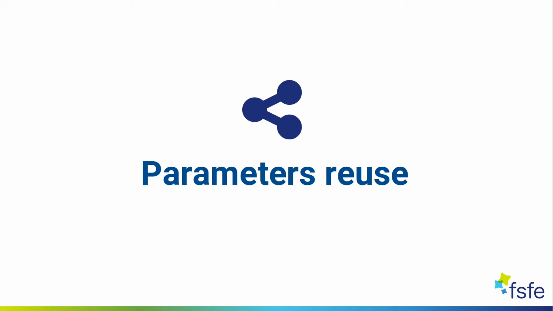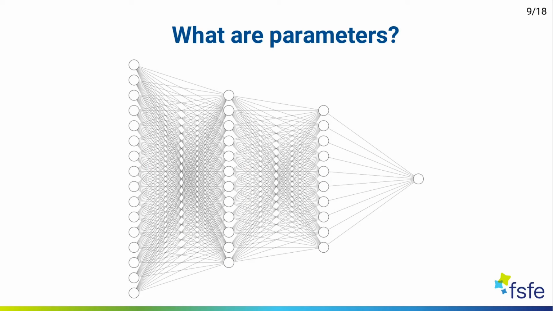The second part of my talk is about parameters reuse. So what are parameters? Parameters in the context of deep learning are small numbers that are added or multiplied together, and they are organized into layers, and they lead to a prediction. In real-world examples, there are millions or billions of those parameters.